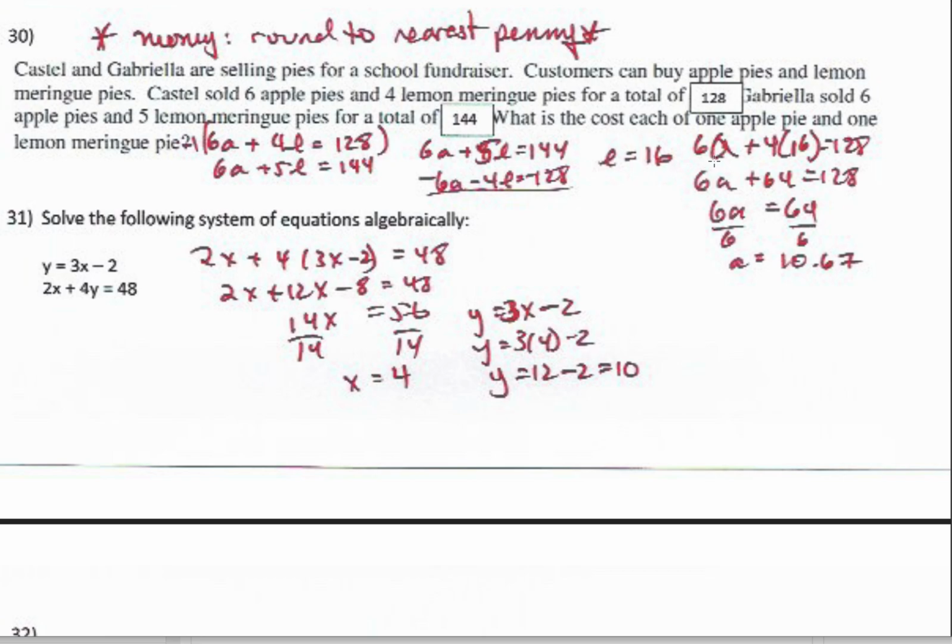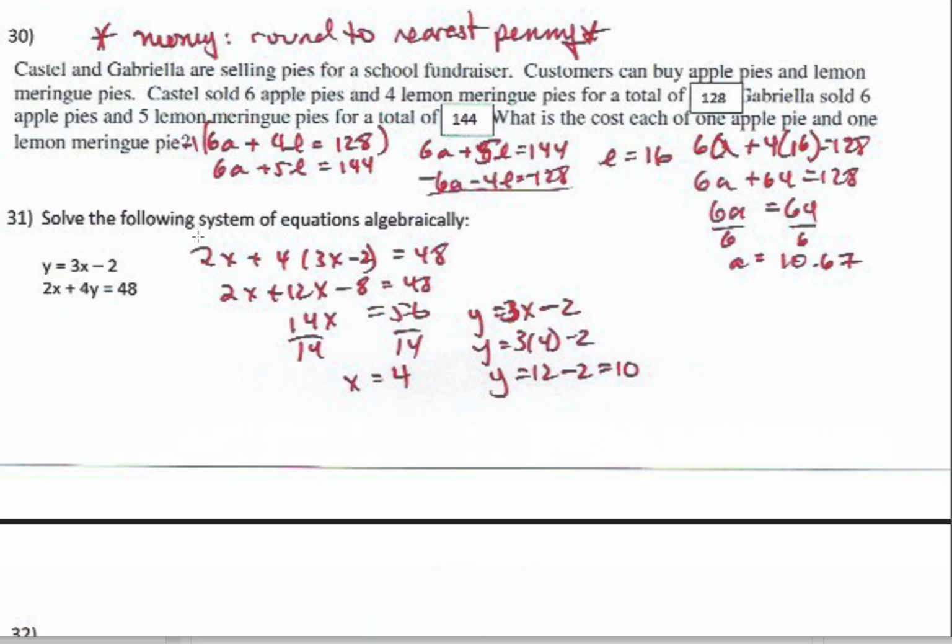Rewrite either equation. I chose to rewrite the original top one, 6a plus 4l, which is 16, equals 128. 6a plus 64 is 128. Subtracting 64, I get 6a is 64. And dividing, I come up with $10.67. Awkward that it wouldn't work out to a perfect answer, but it is what it is.